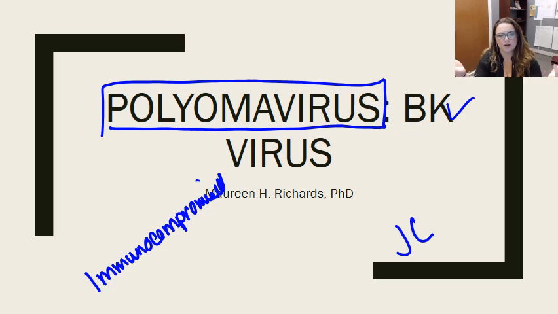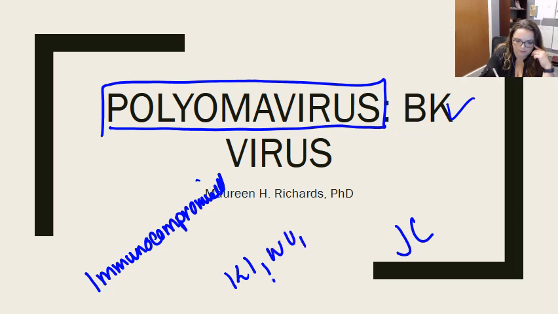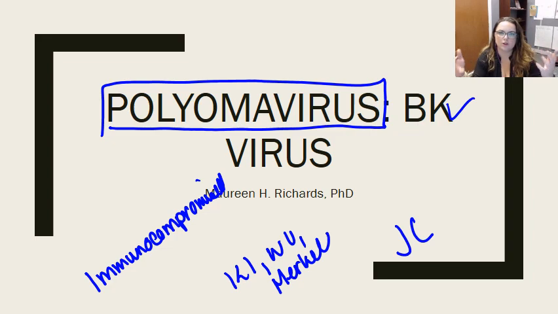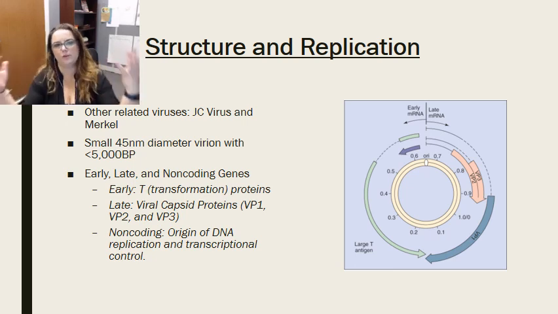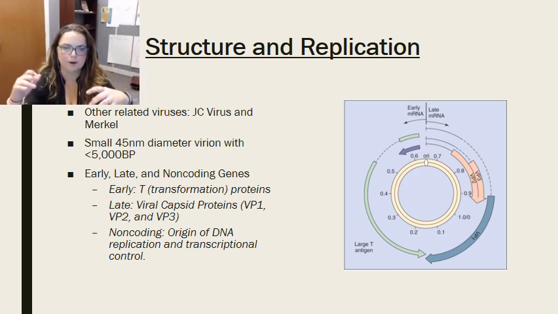There are also a lot of other important polyoma viruses. Some other ones are things like KI, WU, and Merkel cell, which I'm not talking about here, but they are also polyoma viruses. Okay, so we're going to just do a review of polyoma virus structure and replication before moving on to the clinical syndromes, because, well, it's been a little bit.